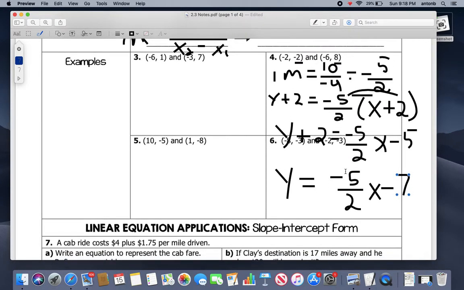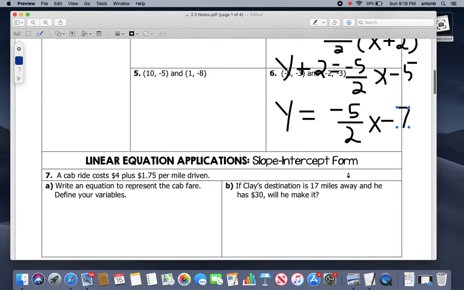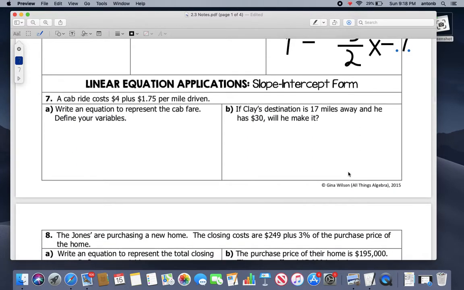I'm also going to post a key so you can see the problems being done. Now, coming down here to linear equations. What you're going to do is write equations in slope-intercept form. Okay? So here is a matter of you understanding what we're trying to accomplish. It says write an equation to represent the cab fare. So the cab fare is what we're trying to find. So we're going to say C equals.